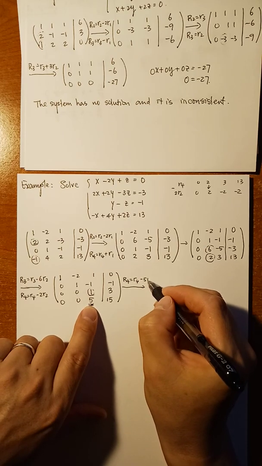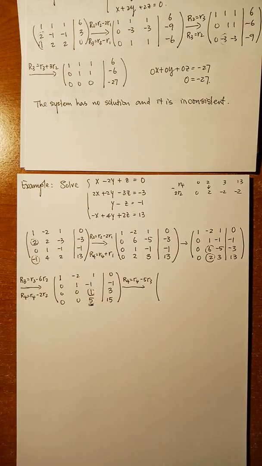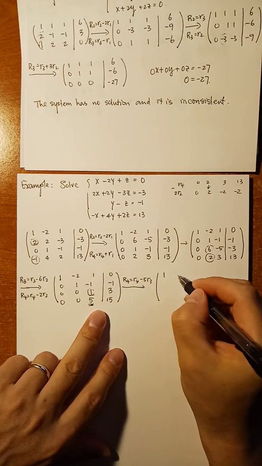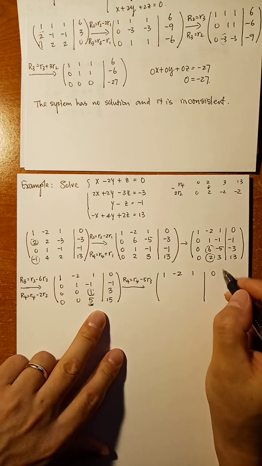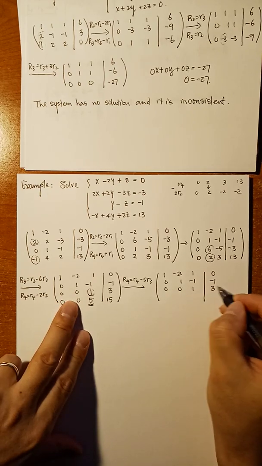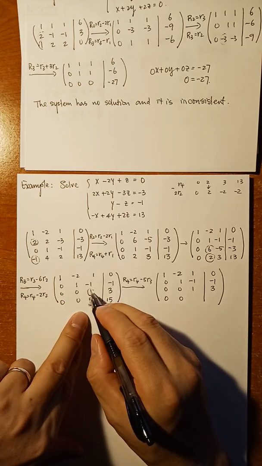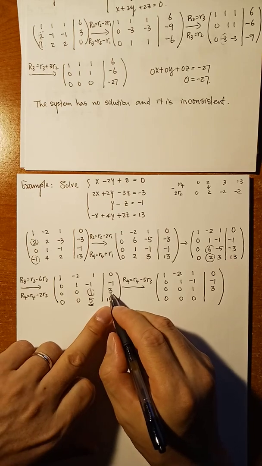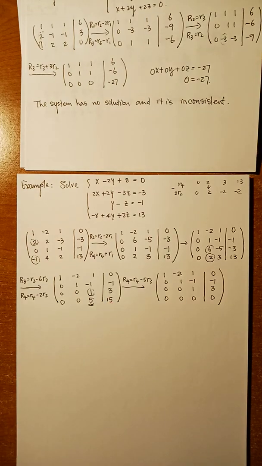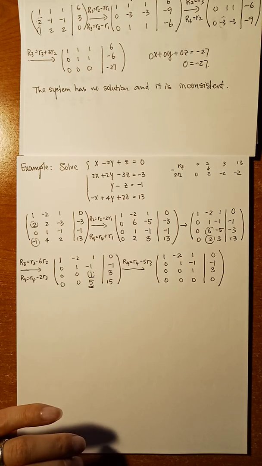How do I make row 4 0? Row 4 minus 5 times row 3. We multiply row 3 by 5 and use row 4 to subtract it. Row 4 subtract 5 times row 3. So the first 3 rows are not changed, and this one is 0, 0. 5 minus 5 is 0. 15 minus 5 times 3. 5 times 3 is 15. 15 minus 15 is 0. So the last whole row is 0.